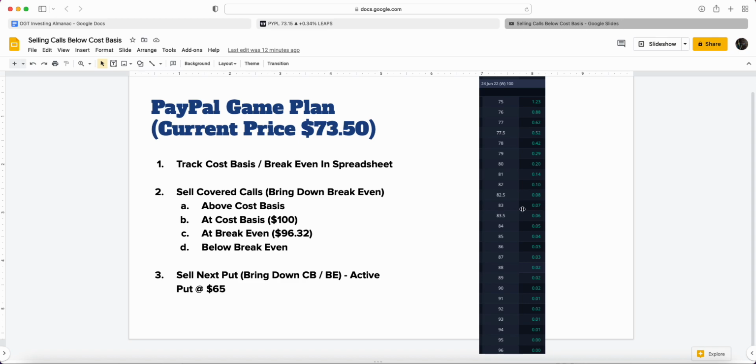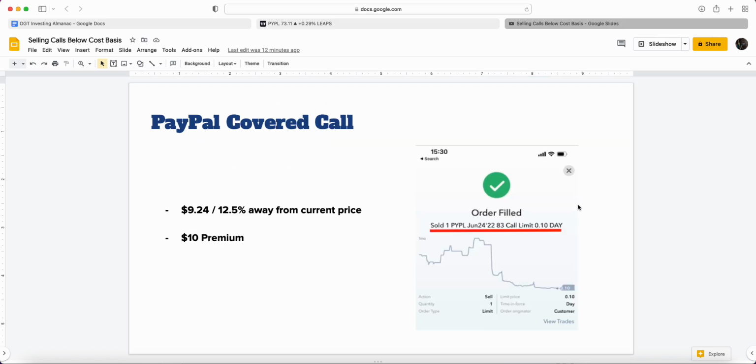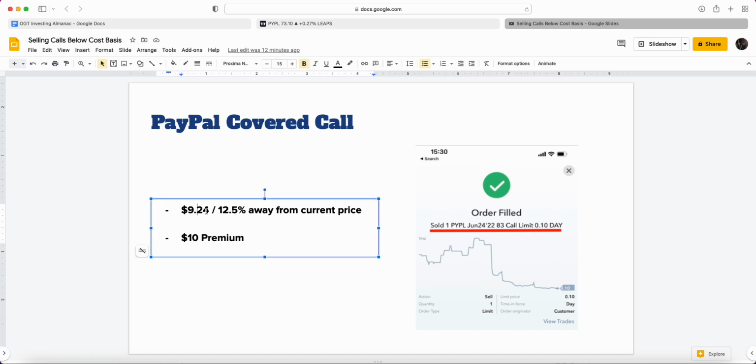So the 83 strike currently is at $7. I got filled, so I did it a bit earlier from recording this video. I did it at 10 cents, so I got $10. Now, at the time of recording or selling the call, it was $9.24 away from the current price, which is around 12.5% away from where we were when I placed the call.